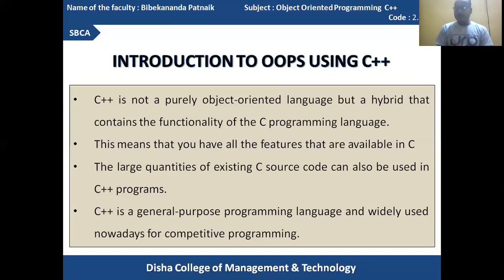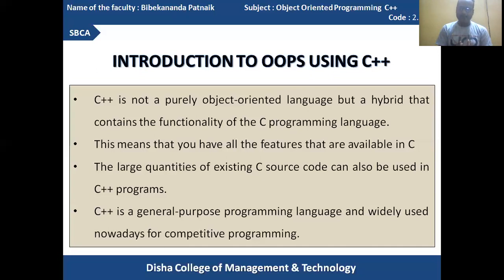Basically, every object-oriented programming language is based on two terms: one is called class, another is called object. But C++ is normally called an extension of the C language. Why? Because in C++, all the features, like the syntax and so on, are widely implemented. That's why C++ is a general purpose programming language and is widely used nowadays for competitive programming.